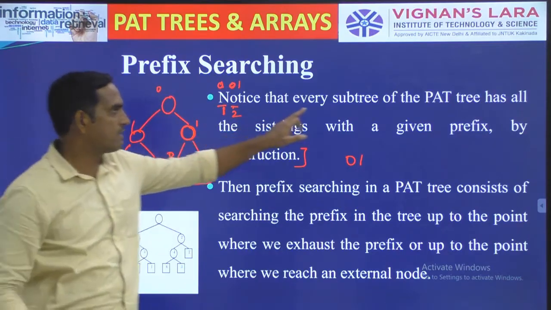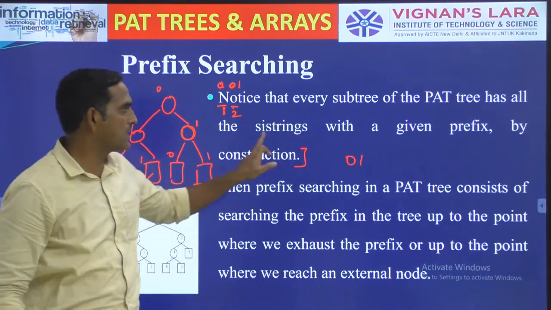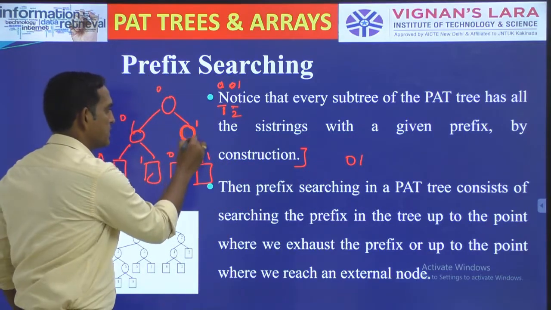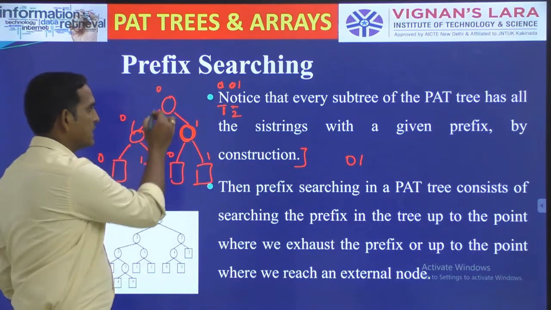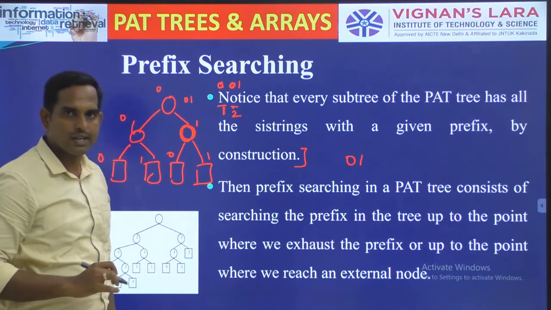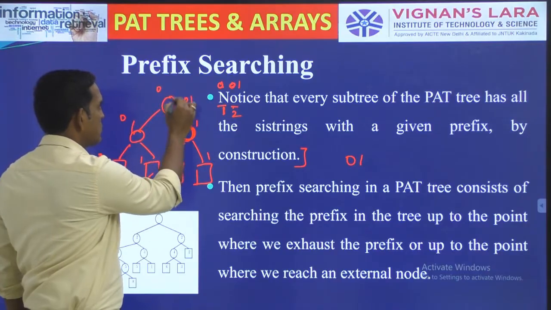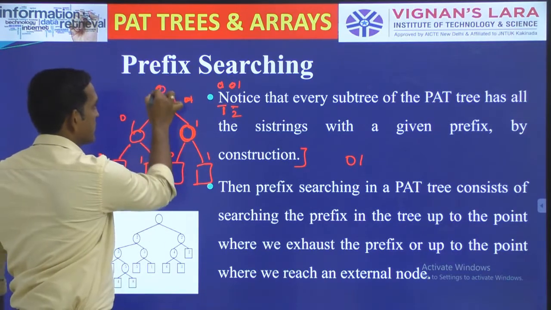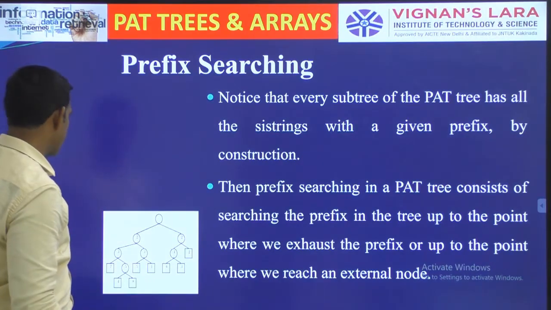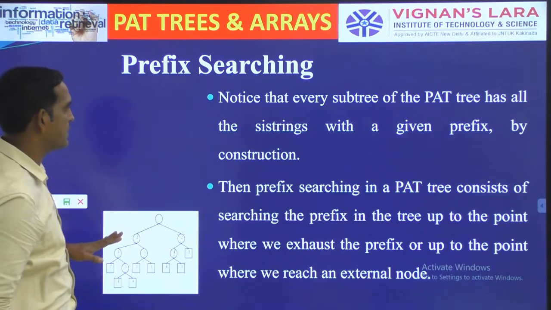Why? Because every subtree of your trie will be a string with a given prefix. So if you take this particular subtree, it will contain all the strings which start with 0, 1, which start with 0, which start with 1. If you take an example clearly, then you can understand.